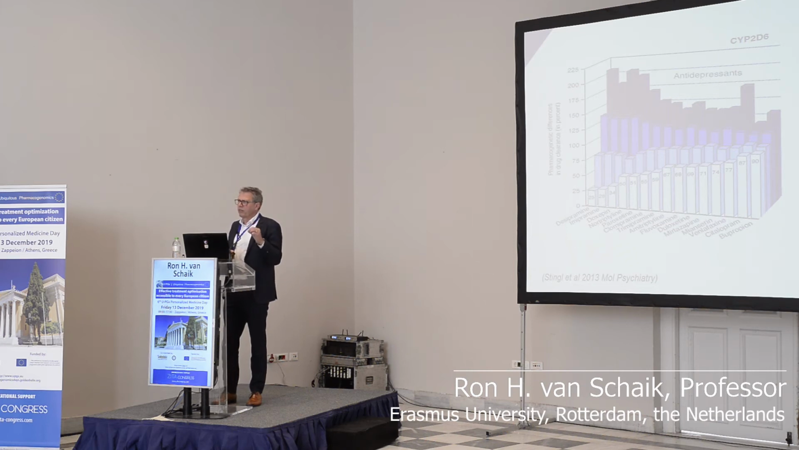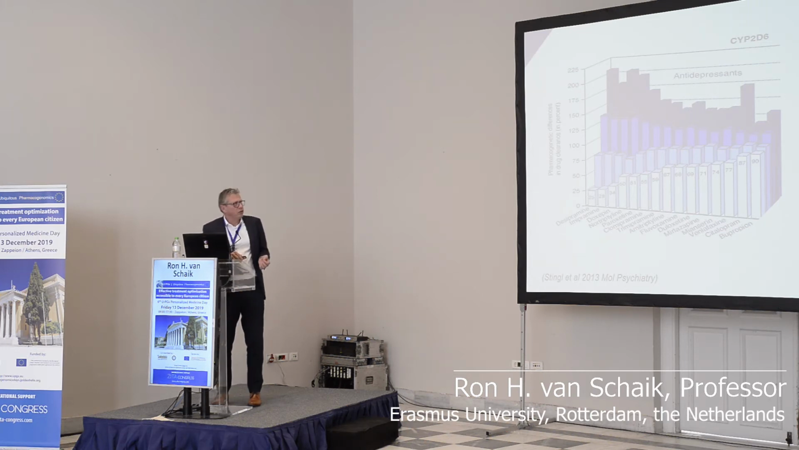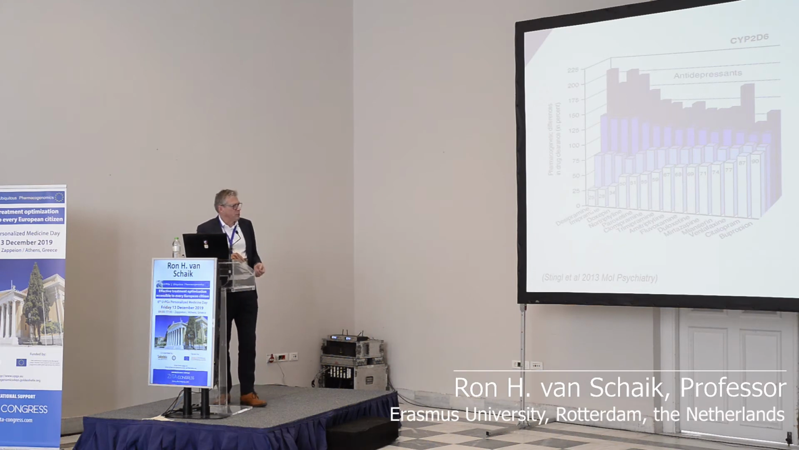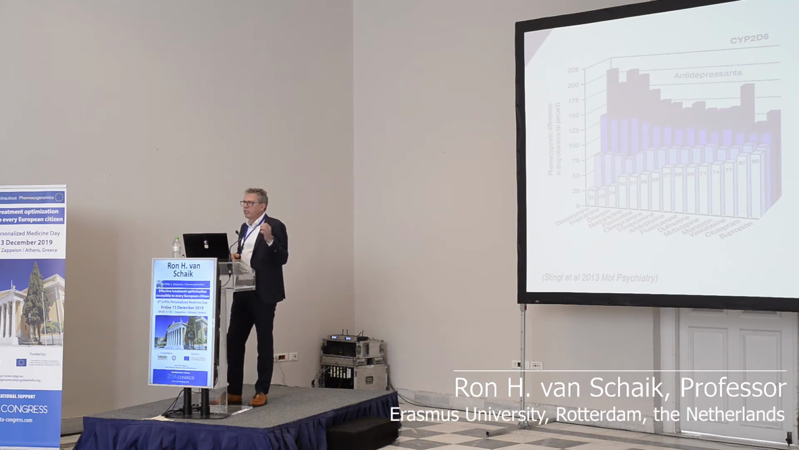The most important message of this slide is we do have the information. It's available in the literature. If you know the genotype, you can know what would be the best dose for this patient to start with. And you can choose, if you still want to give imipramine, doxepin, or nortriptyline, you can reduce the dose. Or you can make another choice and take a drug which is less metabolized by cytochrome 2D6. So you can make a very clear clinical decision based on the genetics.